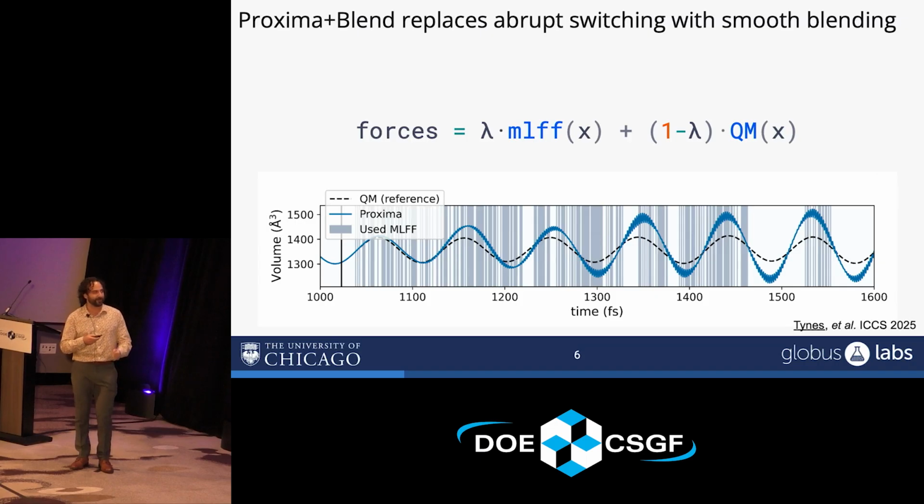Rather than abruptly switching between the machine learning force field and the quantum mechanics, we take this parameter lambda that's between 0 and 1. We start at 0, which means we don't trust the machine learning. As we encounter states where the machine learning uncertainty is low, we slowly bring lambda up to 1 and mix in machine learning forces and mix out the quantum mechanics. Once lambda is 1, we don't run the quantum mechanics and we get our full machine learning speed up. If we encounter a state where we don't trust the machine learning model, we slowly blend the quantum mechanics more in.